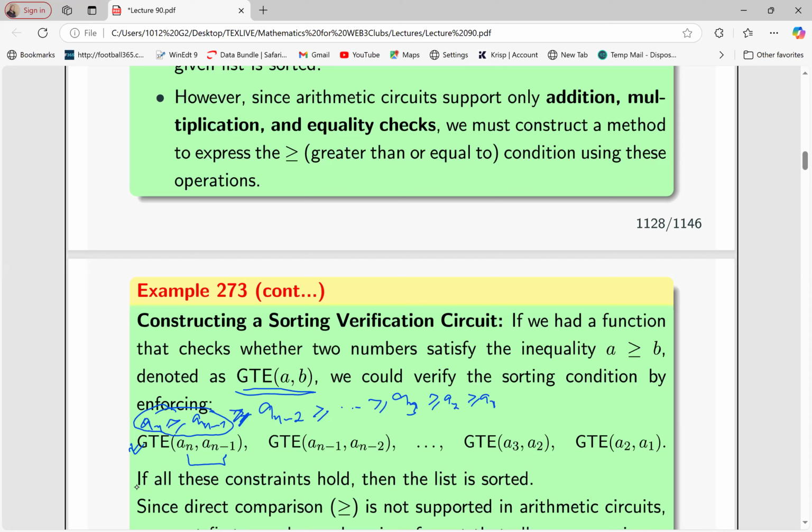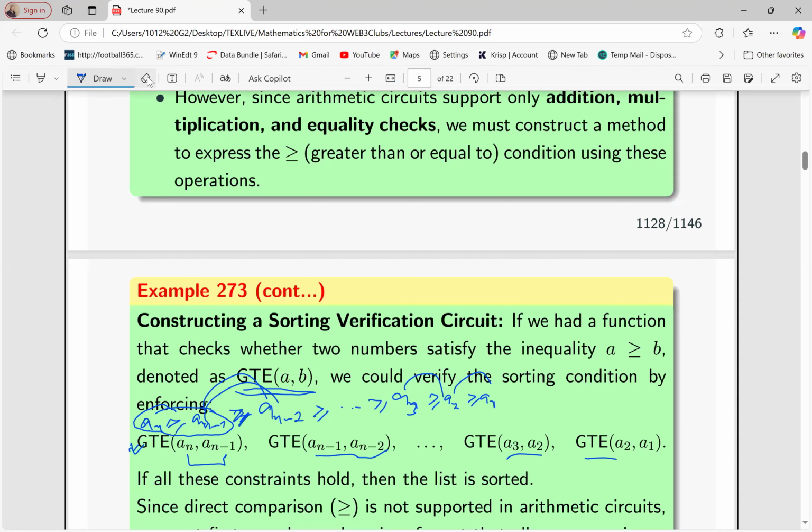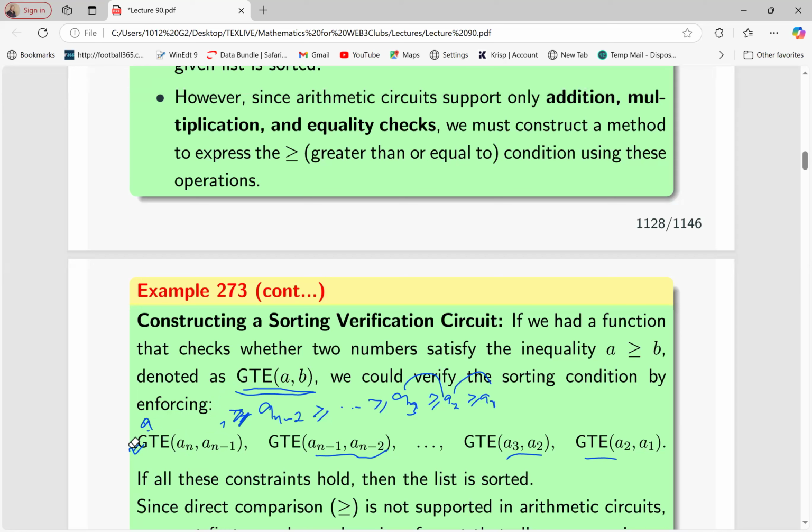And that same function can tell us between these two which one is greater, and which one between these two, and so on. If we had such a function, then we would be done, because that is our target. Our target is to be able to tell that this one is greater than this one is greater than this.